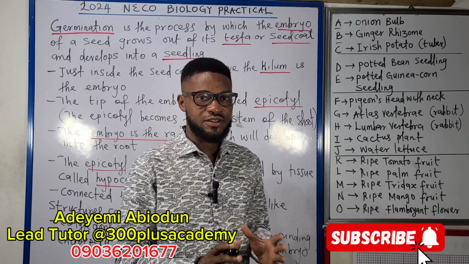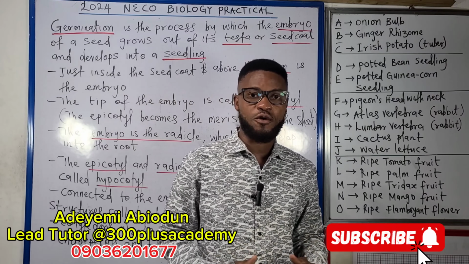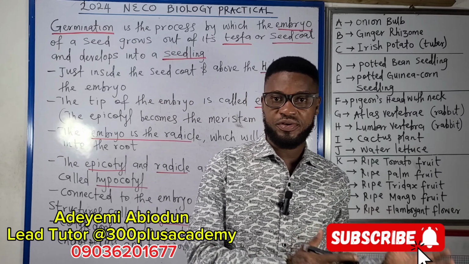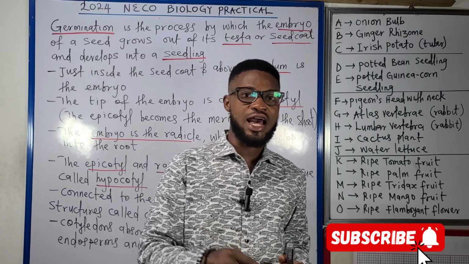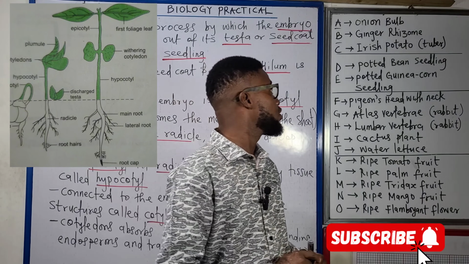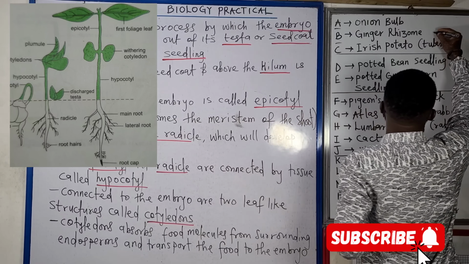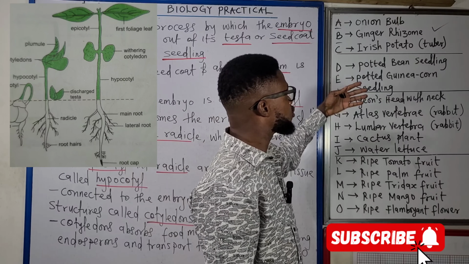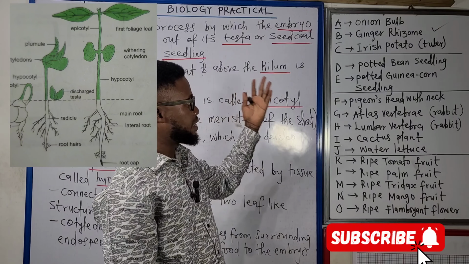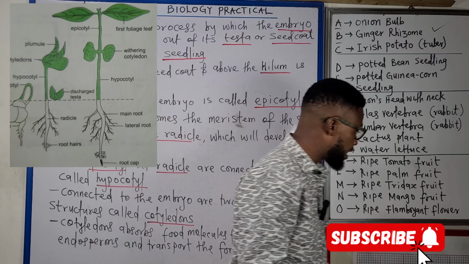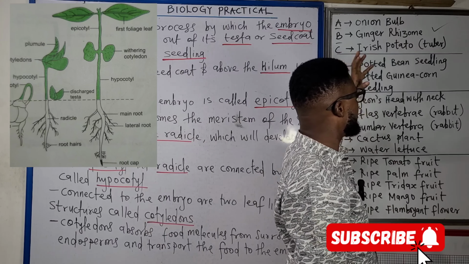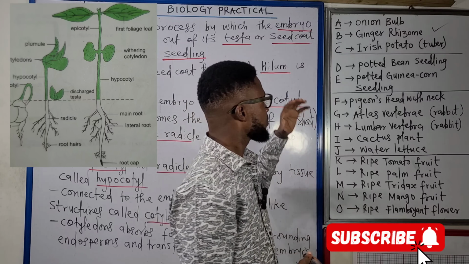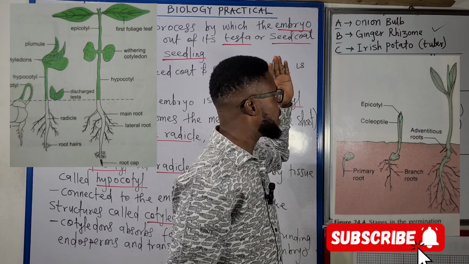So, the business of the day is still NECO 2024 biology practical. We've looked at all of the specimens in the previous lecture video. The link to that is going to be in the description of this video. We've looked at the very first group out of about 15 specimens: onion bulb, ginger rhizome, and Irish potato. So in this second lecture video, we'll be looking at a potted bean seedling and potted guinea corn seedling. Let's just say bean seedling and guinea corn.